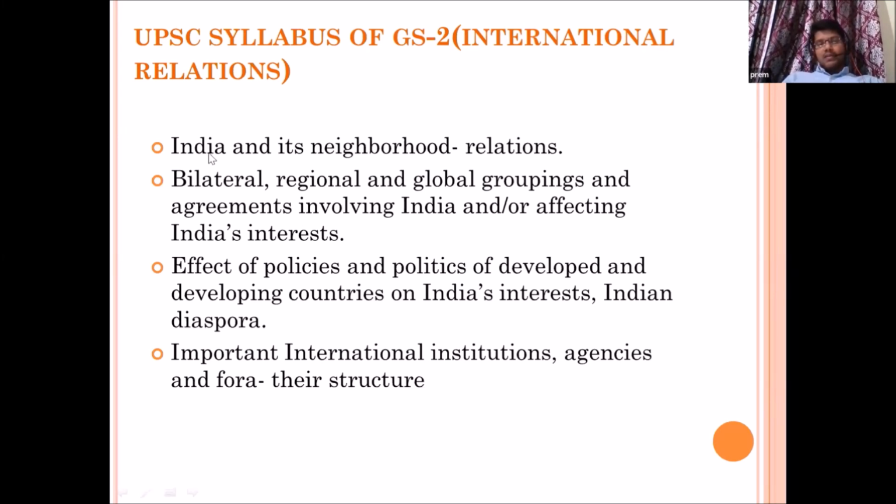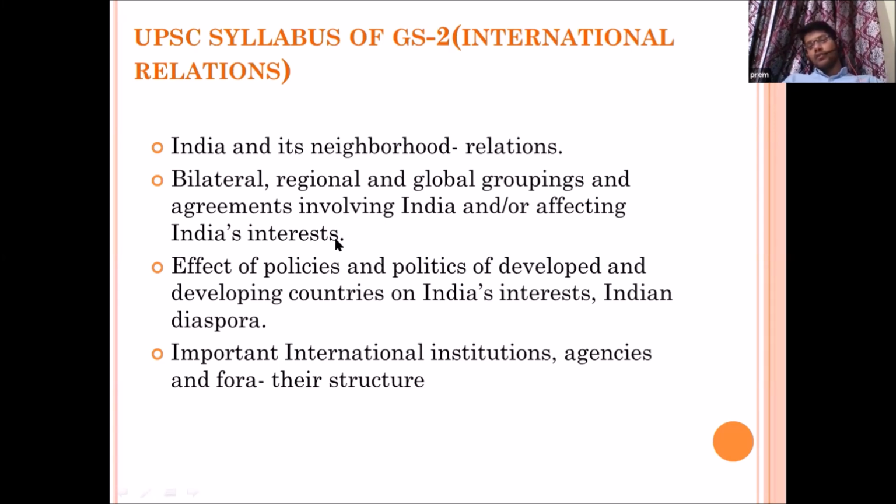And second thing, coming back to the syllabus, first thing is India and its neighborhood relations. And then next thing in IR is bilateral, regional, and global groupings involving India and affecting India's interests. What are these? For example, what are the regional organizations India is part of? For example, SAARC. SAARC is South Asian Association for Regional Cooperation. Similarly, we have BIMSTEC. Similarly, we have Shanghai Cooperation Organization, SCO. So these are regional organizations.